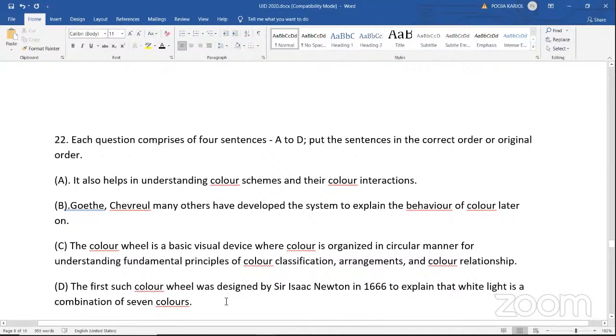Next, the first such color wheel was designed by Sir Isaac Newton in 1666 to explain that white light is a combination of seven colors. That's D, after C. After that, which one? B: Goethe, Chevreul, and many others developed the system to explain the behavior of colors later on. It also helps in understanding color schemes and their color interactions. Okay?